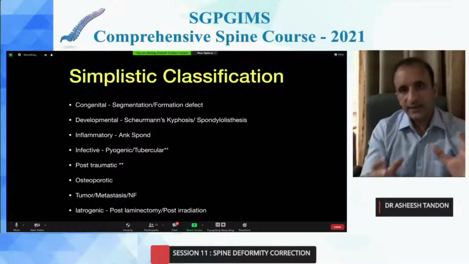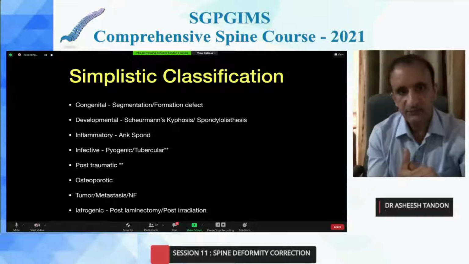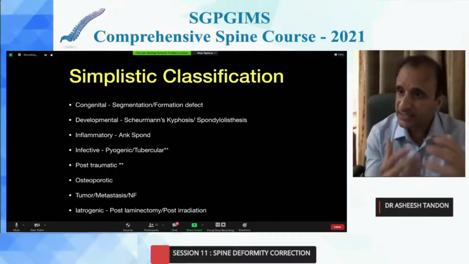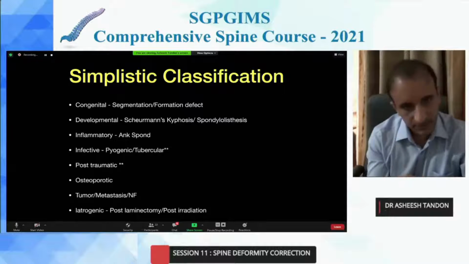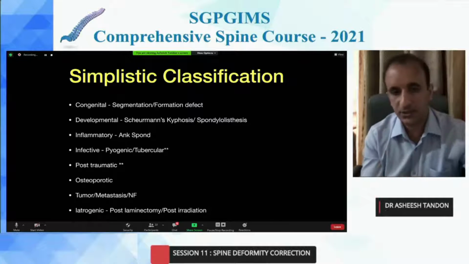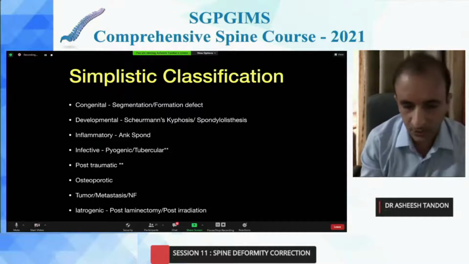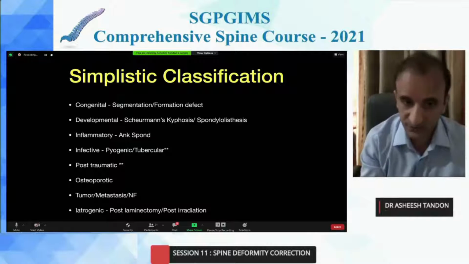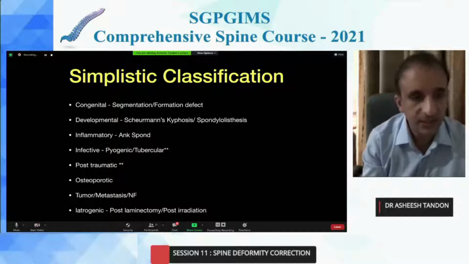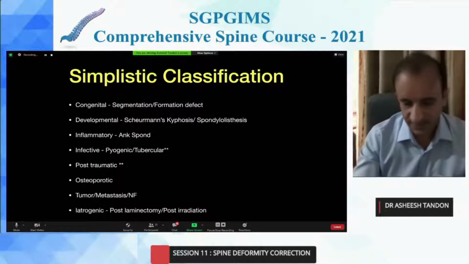To provide a very simplistic classification for kyphosis, we have congenital, where you have segmentation and formation defects, Scheuermann's kyphosis. Then you have Ankylosing spondylitis, which is reasonably common, infective, pyogenic or tubercular, and tuberculosis, and Pott spine being one of the most commonly seen causes of kyphotic deformities in our country, post-traumatic, osteoporosis, tumor, metastases, and iatrogenic.